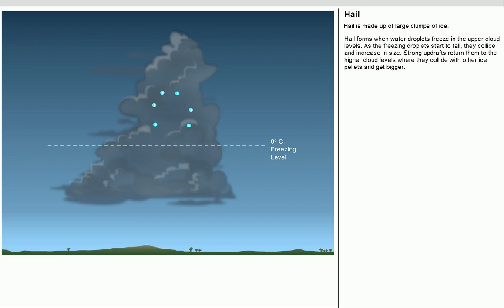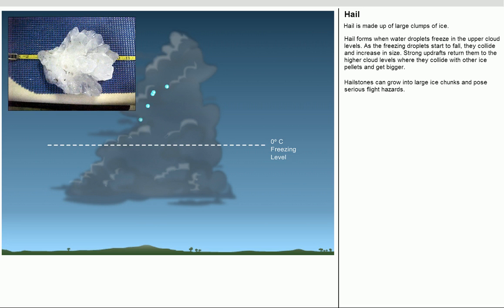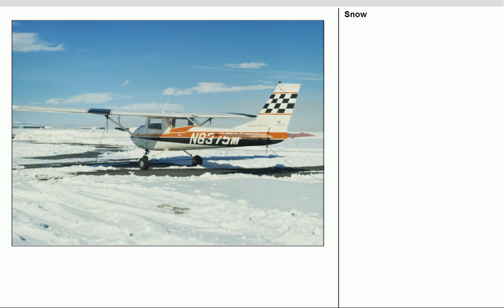Strong updrafts return them to the higher cloud levels where they collide with other ice pellets and get bigger still. Eventually, these freezing droplets become too large for the updrafts to support, and they fall as hail. Hailstones can grow into ice chunks larger than grapefruit and weigh more than 1.5 pounds. Obviously, these large chunks of ice can pose serious flight hazards.